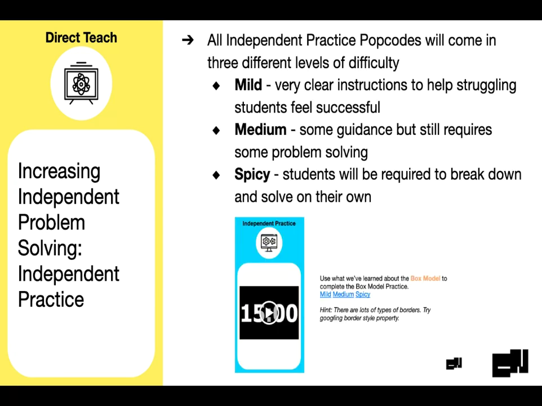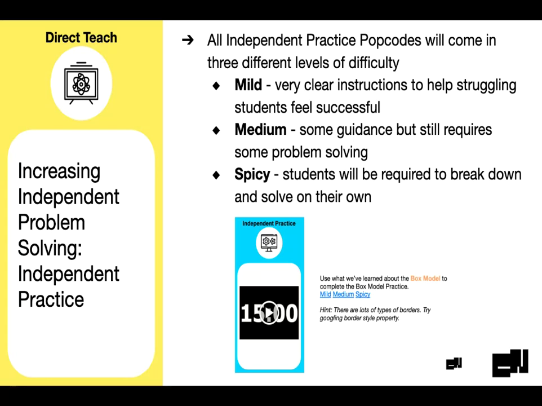That means that during independent practice, our popcodes will come in 3 different levels of difficulty. You'll see in the slide below that there will be a link to a mild, medium, and spicy popcode. Each one will be the same activity, but with different levels of starter code and instructions. The mild will have very clear instructions to help struggling students feel successful and have something completed that they can turn in at the end of class.